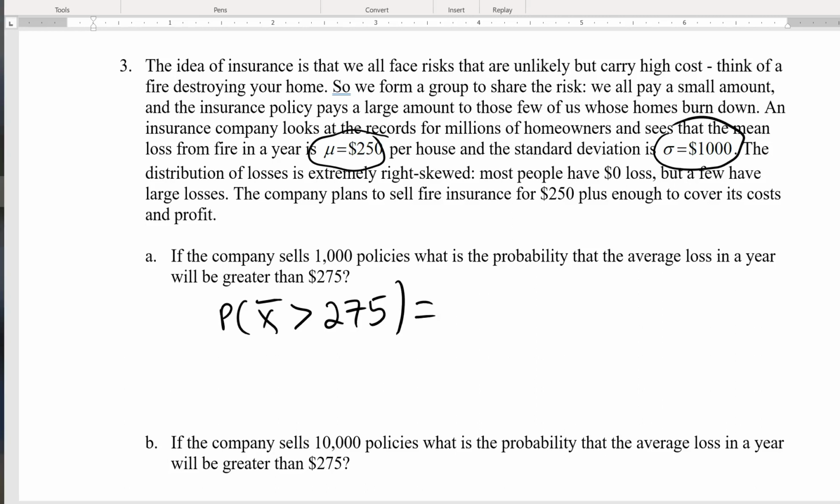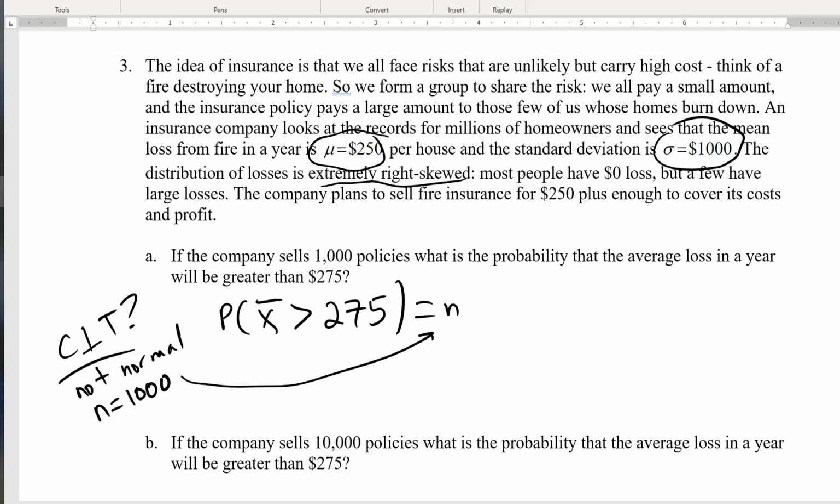Can I use the central limit theorem? Do we know that this is normal? In fact, they said no, it's extremely right skewed, right? So does that mean I can't use the central limit theorem? No, what's our sample size? Even though it's not normal, our sample was 1,000 people. That is definitely enough for the central limit theorem to kick in. We said we wanted at least 30. 1,000 is at least 30, right? So because the sampling distribution is normal, I can use norm CDF.